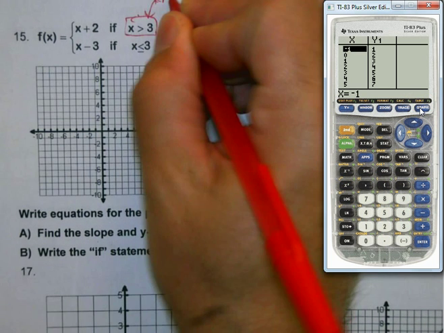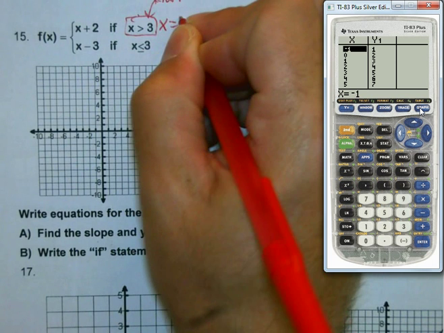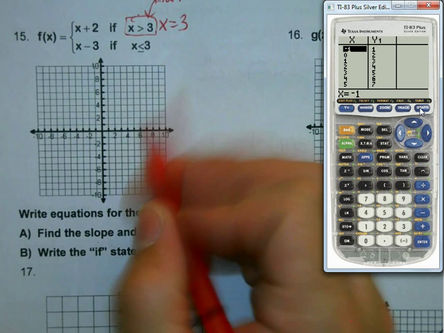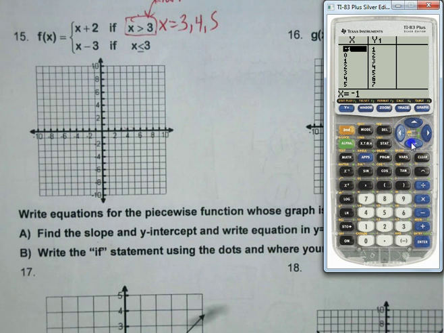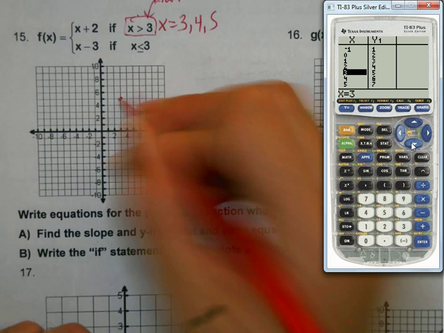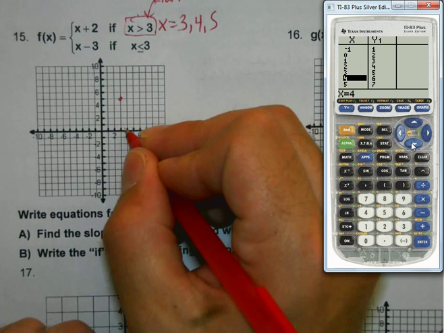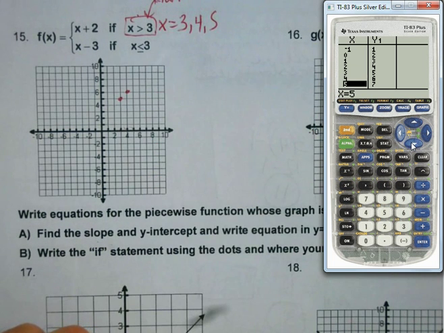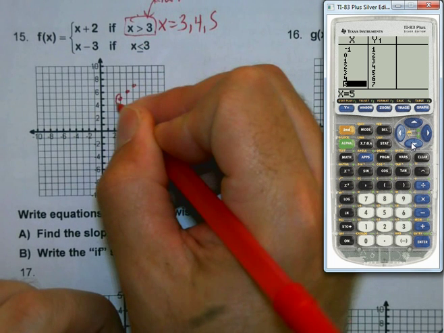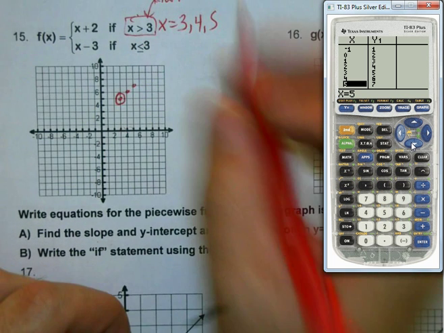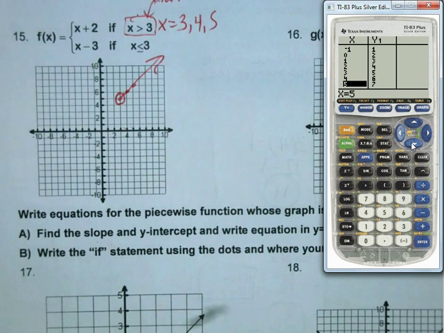So I'm going to start at x equals 3. I want the values that are greater than that, so two values to the right: 4 and 5. So 3, 5; 4, 6; 5, 7. And I go, okay, it's not "or equal to," it's just greater than. So open dot at my starting point at 3 and connect the dots.